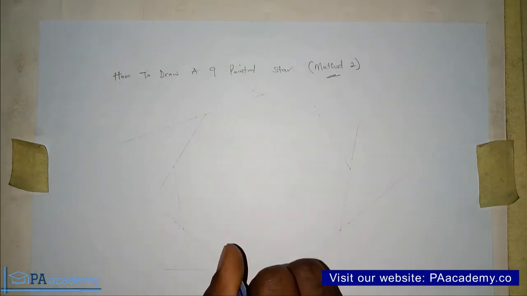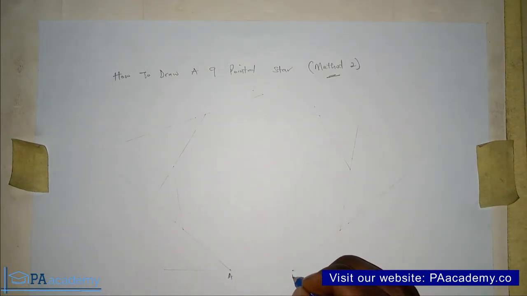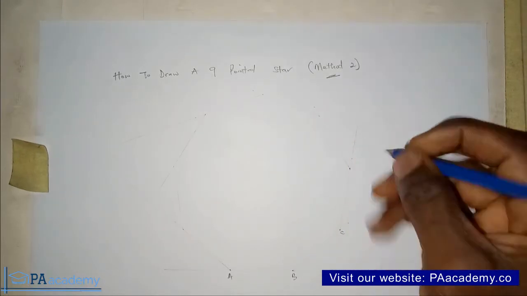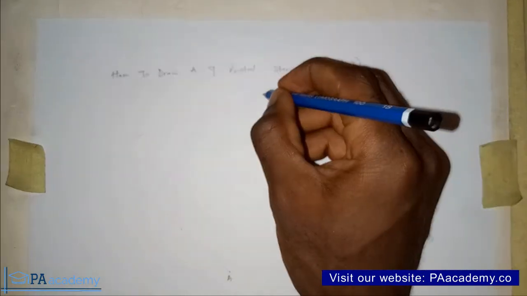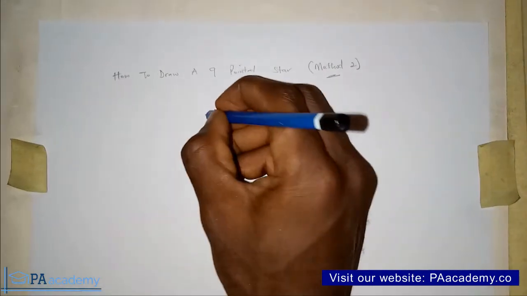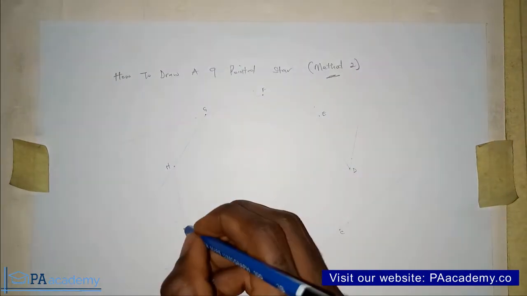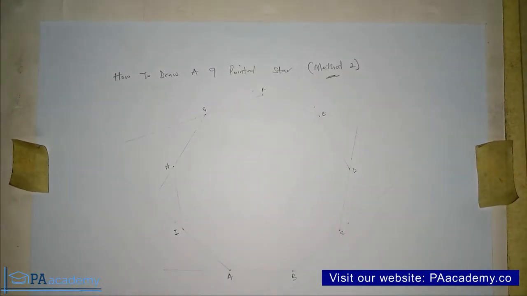So this is 1. Let's call it vertex A, and this will be vertex B, and vertex C. This will be D, vertex E, vertex F, vertex G, vertex H, and vertex I. In part 1 of this video, I explained what these vertices mean. Now for this method 2, I'm going to be starting from this vertex A.